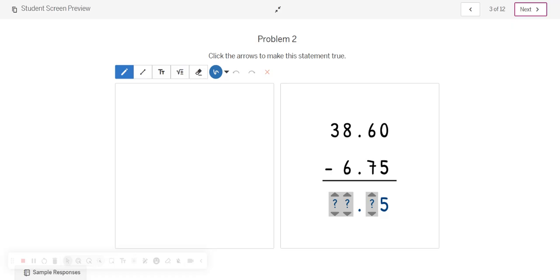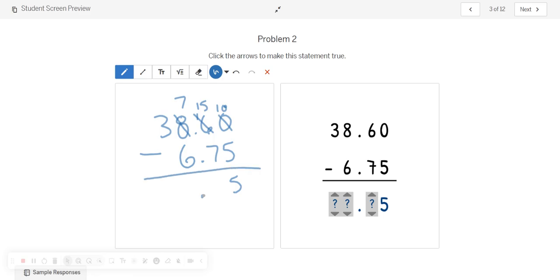Here is a subtraction problem, and so I can do this over here. 38 and 60 hundredths minus 6 and 75 hundredths. So I'm going to borrow from this $8, make it $7. That would give me 16 dimes. I'm going to borrow from those 16 dimes. There's now 15 dimes left. And then I'm going to get 10 pennies. And so I've got 10 minus 5 pennies is 5.